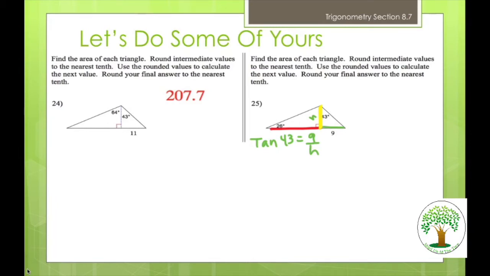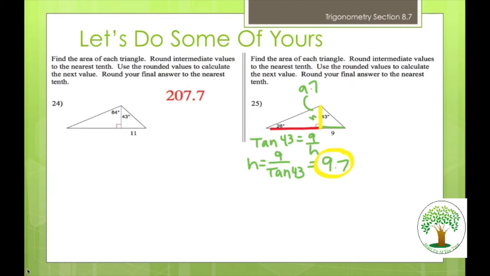And so we're going to flip-flop the H and the tangent 43. Someone help me know what that is. 9.7. Okay, 9.7. After it's rounded, it's correct? Okay, there's our height. I'm going to circle it in yellow so we know where it is. I wish we could color. All right, then we have a height there of 9.7.